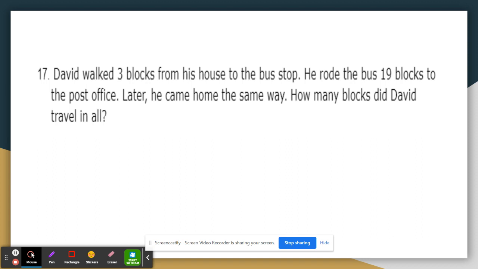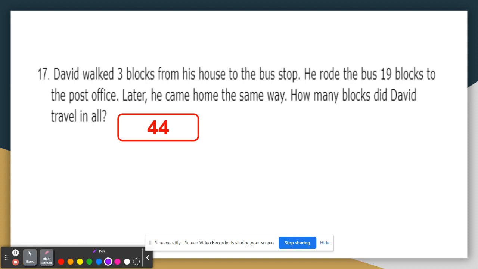David walked 3 blocks from his house to the bus stop. He rode the bus 19 blocks to the post office. Later, he came home the same way. How many blocks did David travel in all? How did we get 44?